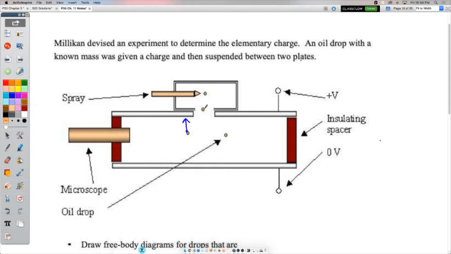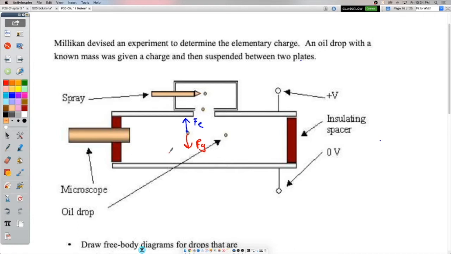If there was no electric field here, what would these oil drops do? They would eventually just fall down, right? So he got those to balance since he knew the force of gravity, and the electric force, the electrostatic force, were balanced. He was able to work out what the charge and the mass were. We'll work on that in a second here. Okay.